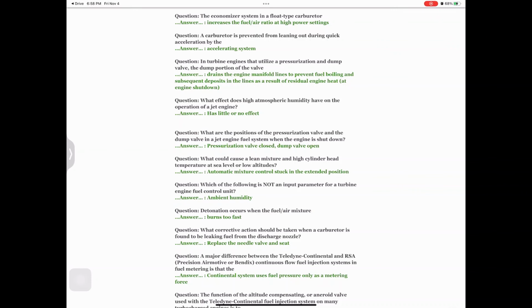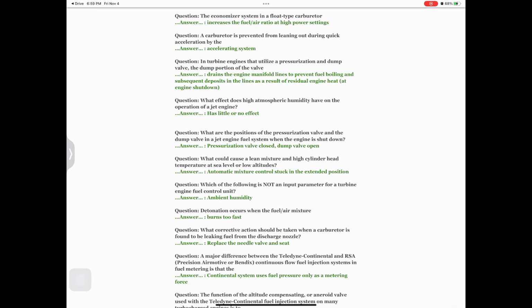Question: In turbine engines that utilize a pressurization and dump valve, the dump portion of the valve, answer, drains the engine manifold lines to prevent fuel boiling and subsequent deposits in the lines as a result of residual engine heat at engine shutdown. Question: What effect does high atmospheric humidity have on the operation of a jet engine? Answer: Has little or no effect.